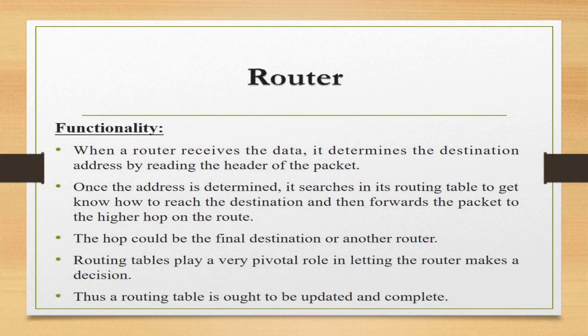The functionality of a router. When a router receives the data, it determines the destination address by reading the header of the packet. Once the address is determined, it searches in its routing table to know how to reach the destination and then forwards the packet to the next hop on the route. The hop could be the final destination or another router. Routing tables play a very pivotal role in letting the router make a decision. Thus, a routing table ought to be updated and complete.